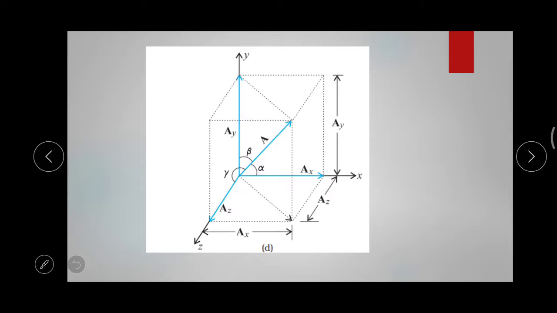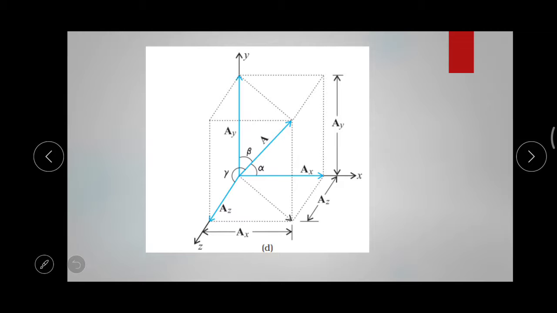Today we will discuss the components of a vector A in 3 dimensions. We have already studied the components of a vector in a plane. That means in two dimensions we have studied that.